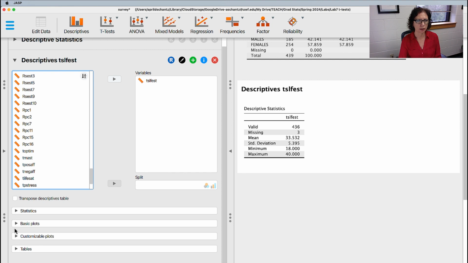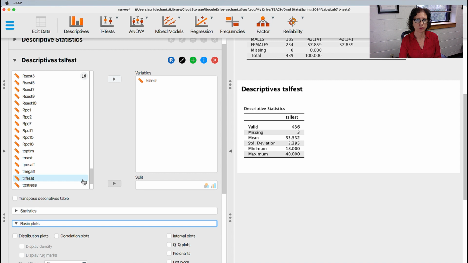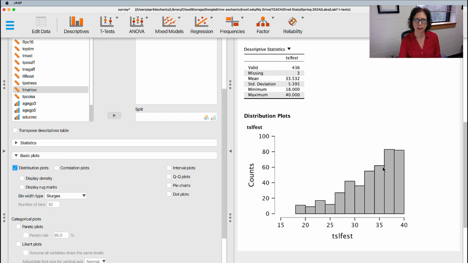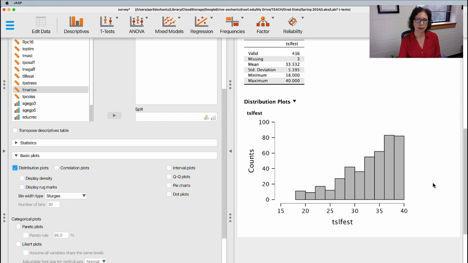So let's first take a look at the histogram. First take a visual look at it. In basic plots, we'll go to distribution plots. And yeah, that is not looking very normally distributed. That's got a very strong negative skew. I am not expecting a non-significant Shapiro-Wilk here.